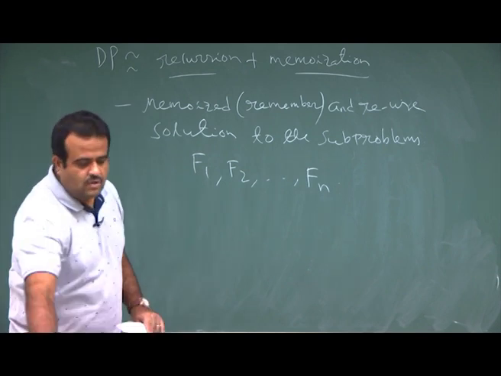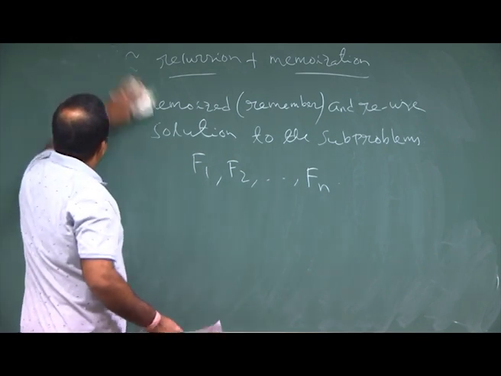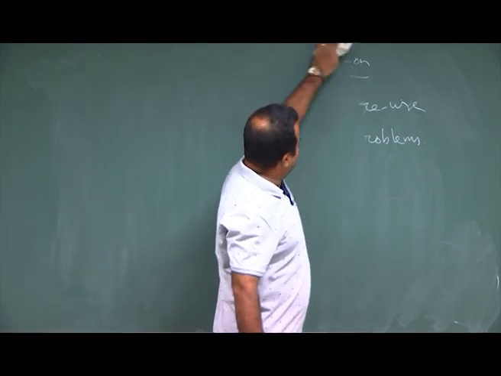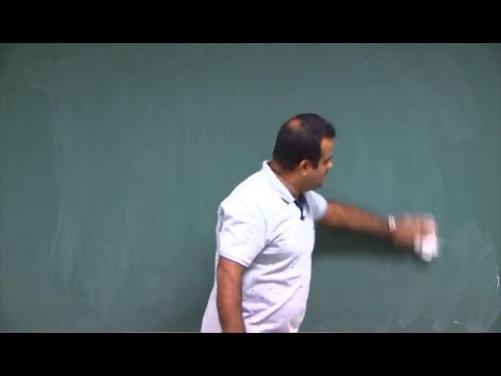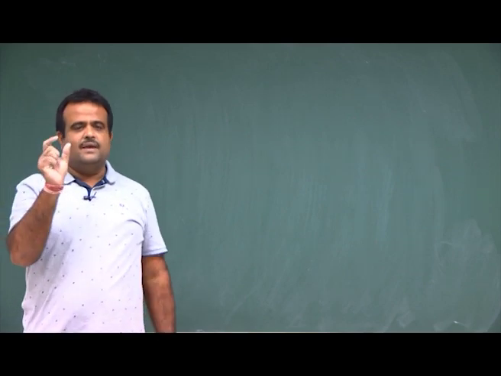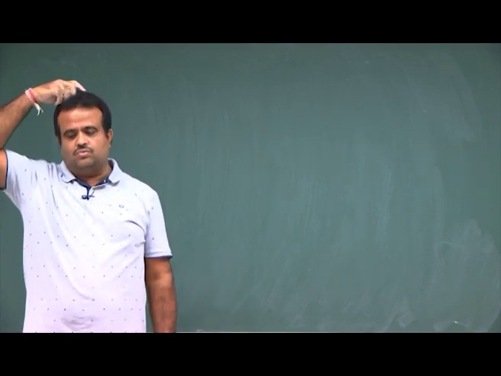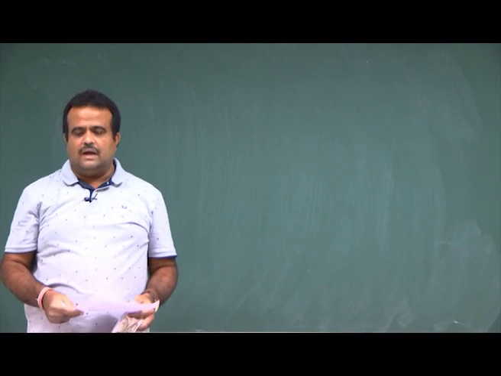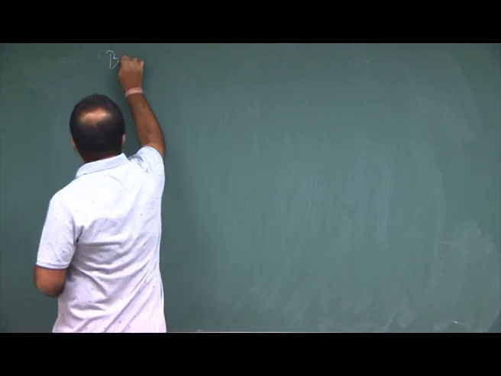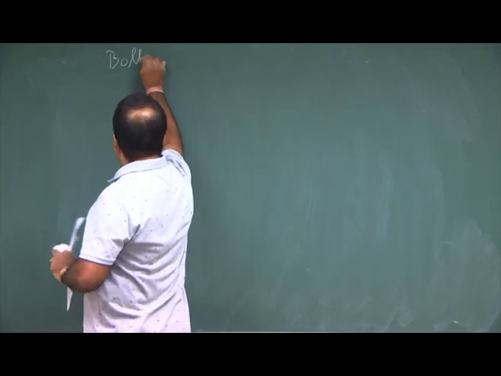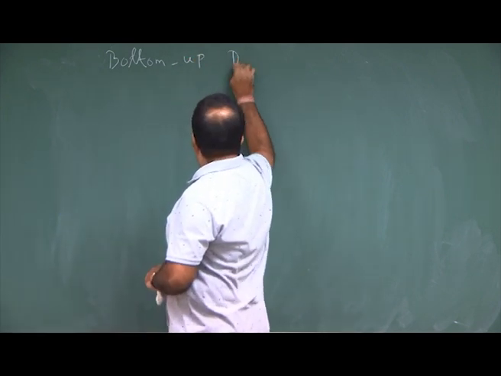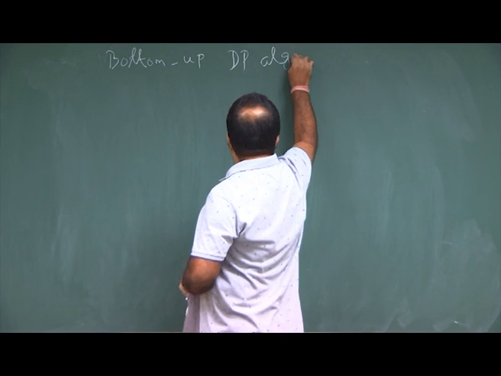Okay. So, now we will look at another DP approach, which is called the bottom up DP algorithm, where we just store the last two values instead of putting everything into a dictionary, because we just need f of n minus 1 and f of n minus 2. We do not need to store the whole dictionary. So, that is the idea. So, this is called the bottom up DP algorithm.